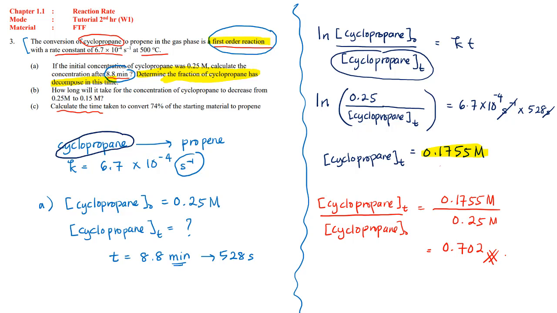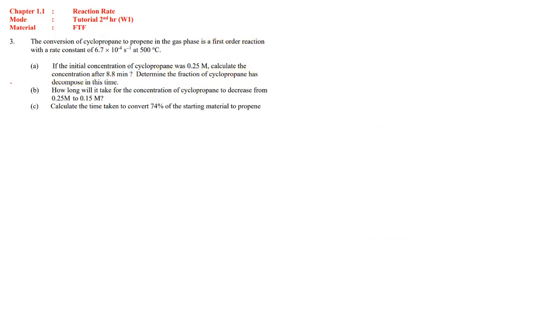Alright, settle with question 3A. So now look at question 3B. How long will it take for the concentration of cyclopropane to decrease from 0.25 molar to 0.15 molar? So actually this question is quite easy.